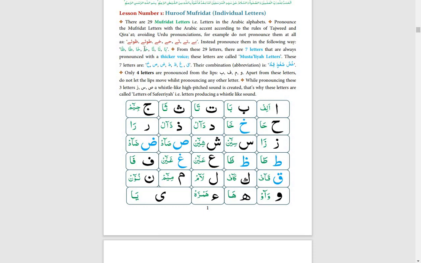Fourth, only 4 letters are pronounced from the lips: Ba, Fa, Mim, and Waw. Apart from these letters, do not let the lips move whilst pronouncing any other letter. Fifth, while pronouncing these 3 letters, Za, Sin, Sad, a whistle-like high-pitched sound is created. That's why these letters are called letters of Safir, that is, letters producing a whistle-like sound.